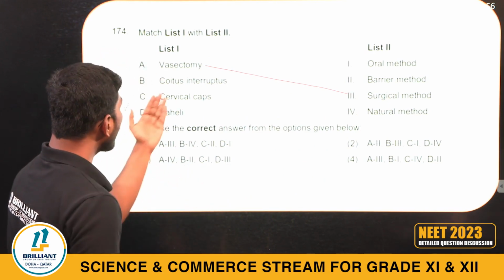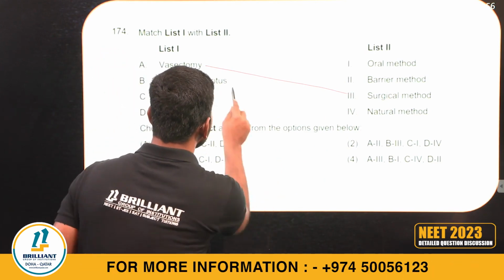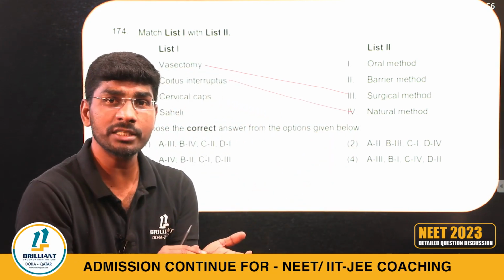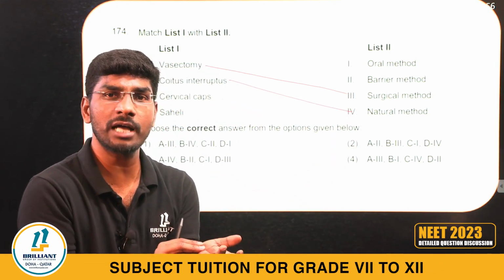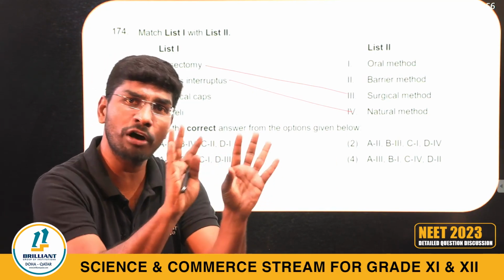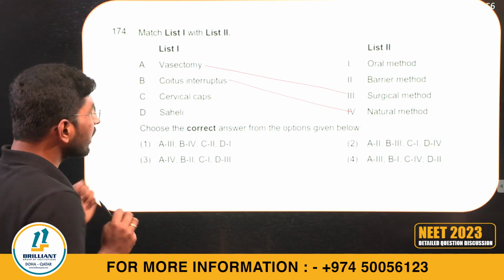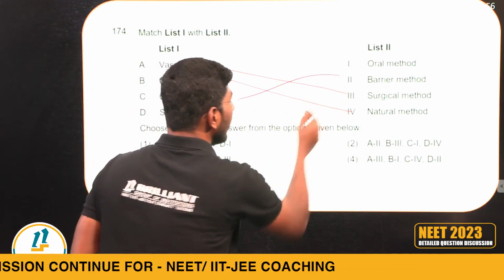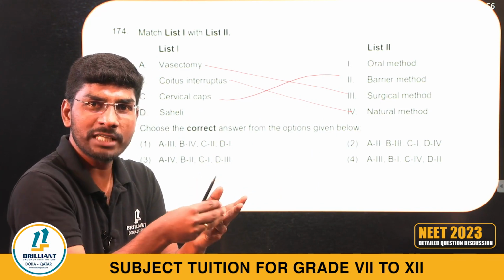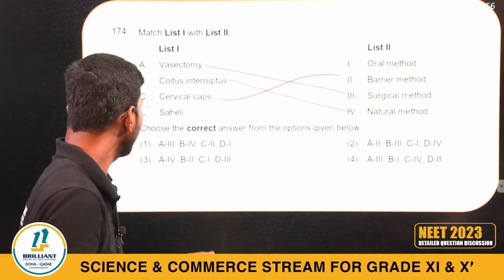Right? Next, coitus interruption. I can go with the natural method. In natural methods, rhythm methods, coitus interruption, and lactational amenorrhea are there. These all are the natural methods of contraception. Cervical cap, shall I go with barriers? In the physical barrier methods, we discussed condom, cervical cap, and diaphragm.